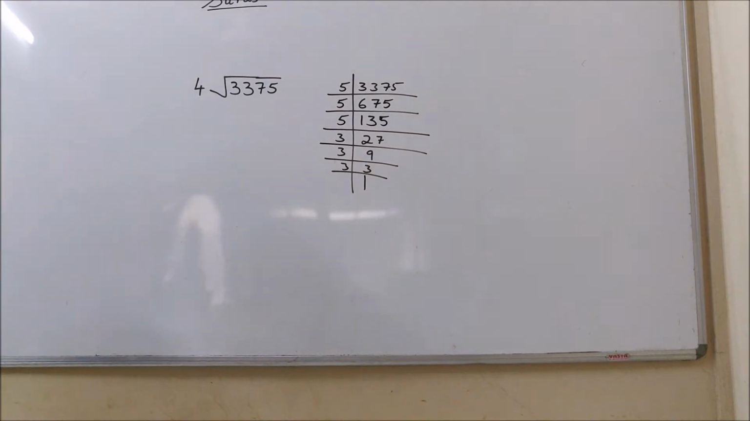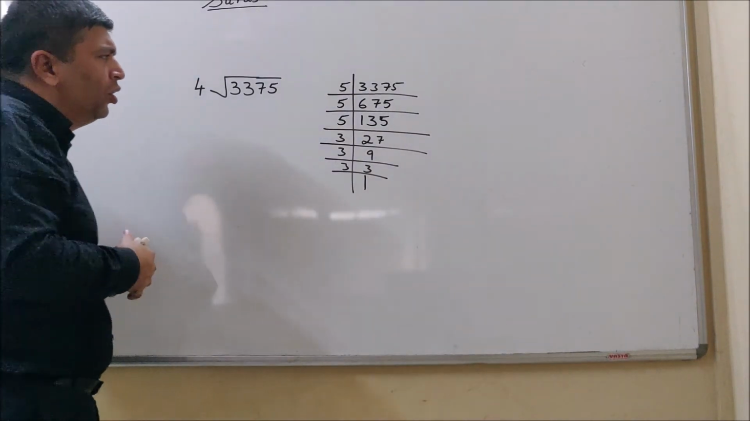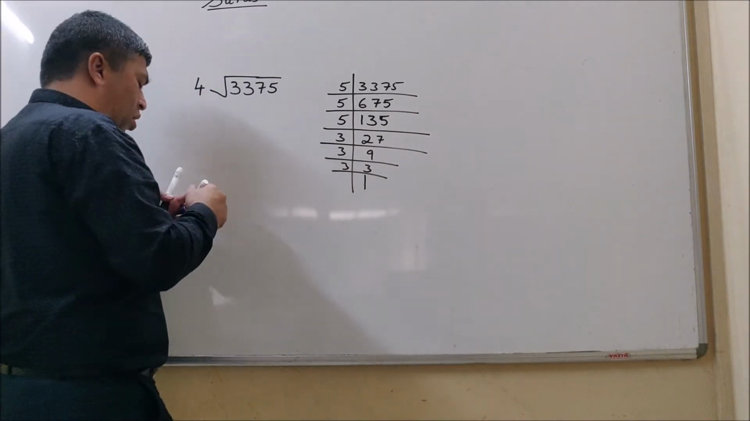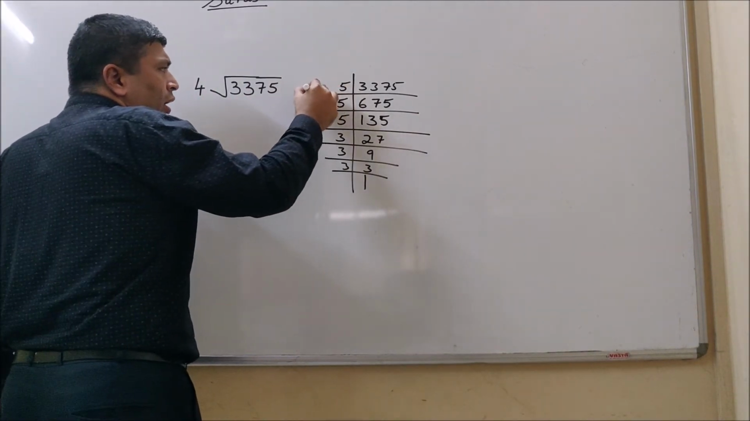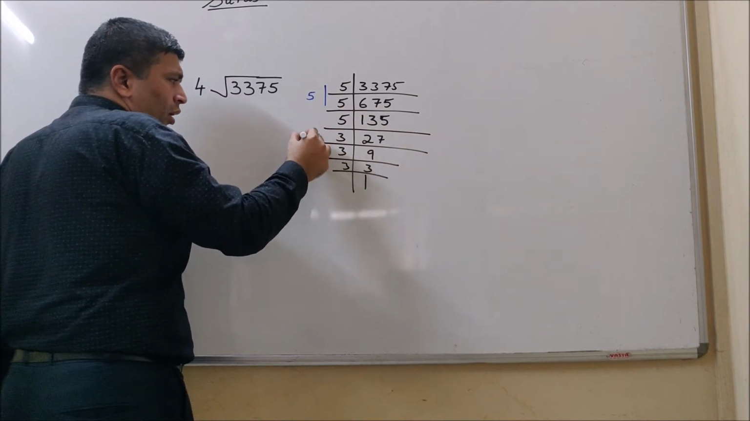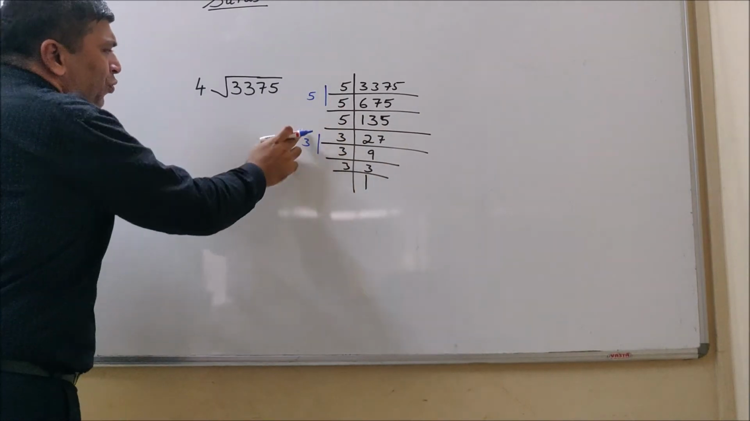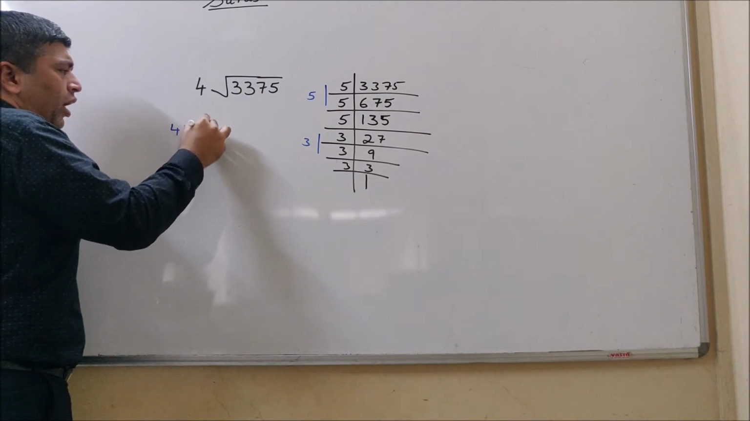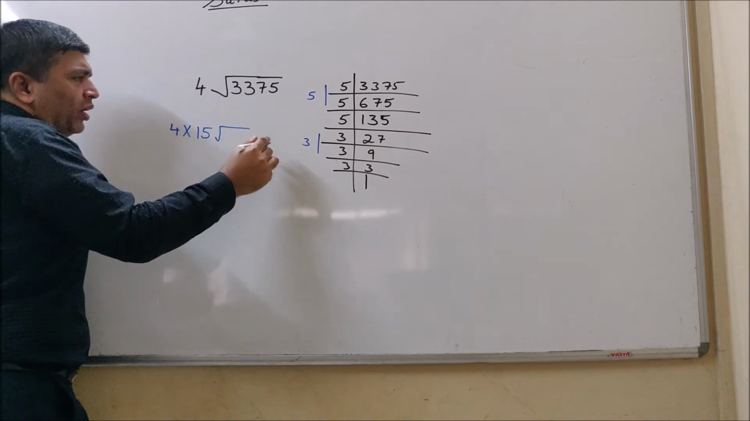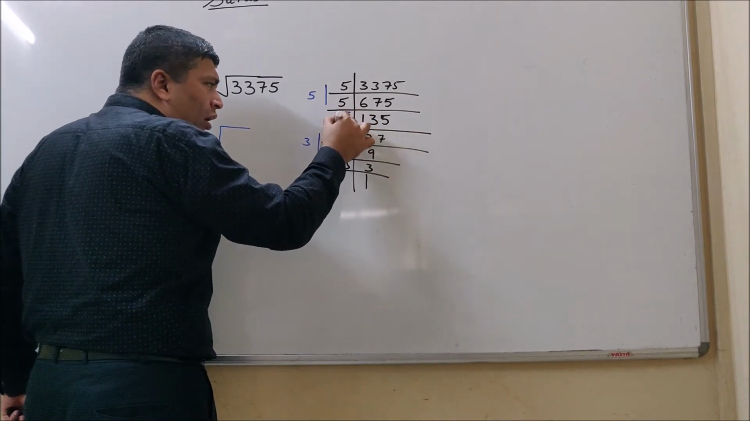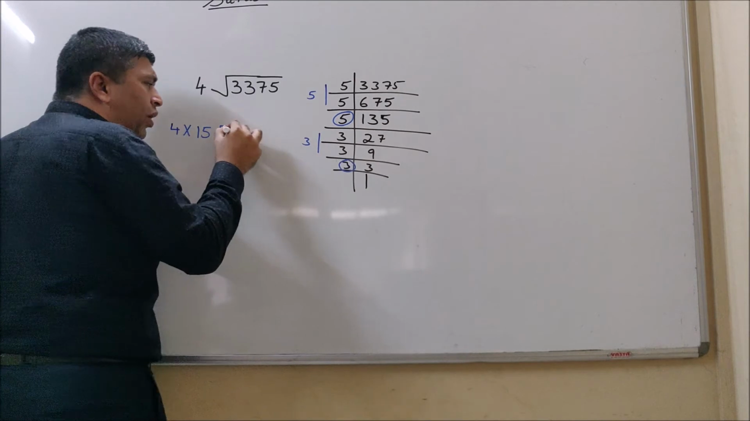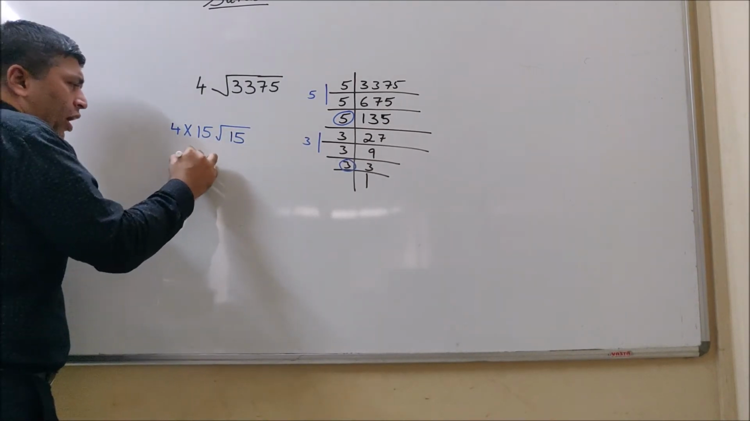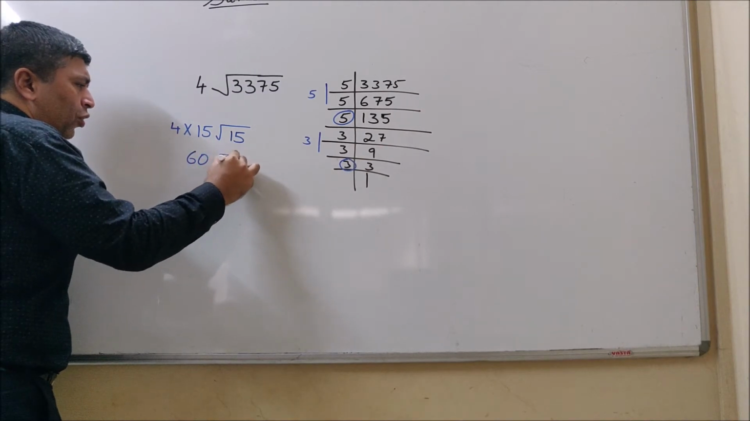Now, up here, if you observe carefully, it's a square root. So for every two numbers, you pull out one. So it's a 15. 5 into 3 is 15. So your answer will become 4 into 15. And whatever doesn't have a partner, that is 5 and 3, will be written in the root. That's root 15. So my final answer will become 60 root 15.